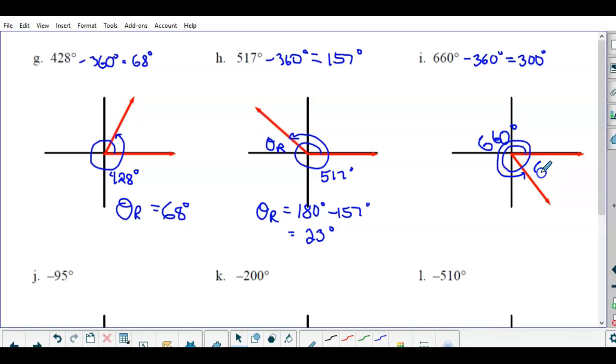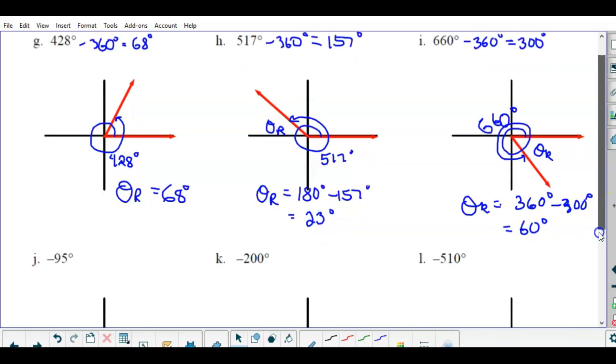And this will be your reference angle. So your reference angle, in this case, will take 360 and subtract that angle that we found that was less than 360. So minus 300, and you get 60 degrees.